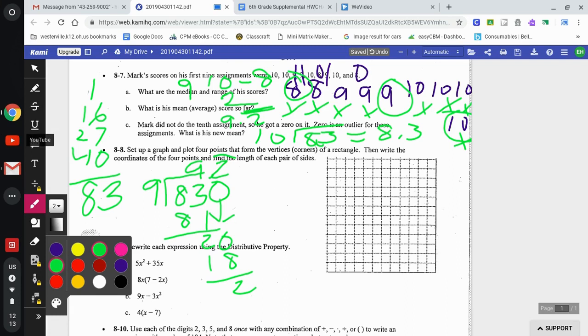So again, it kind of just shows you if you are doing pretty well in class and you miss a 0, how much your grade can drop, because he went from a 92% to an 83%. Let's give him that.